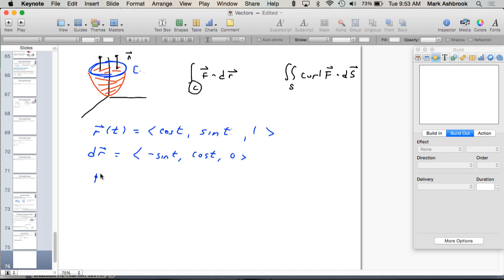We've got F. What's F? I gave it to you. y squared, x, z squared. So y squared is sine squared t. Remember, we rewrite the vector field in terms of our parameterization of the curve. So sine squared t, cosine t, and 1 squared.